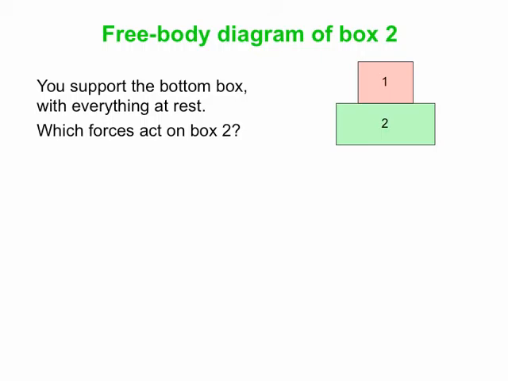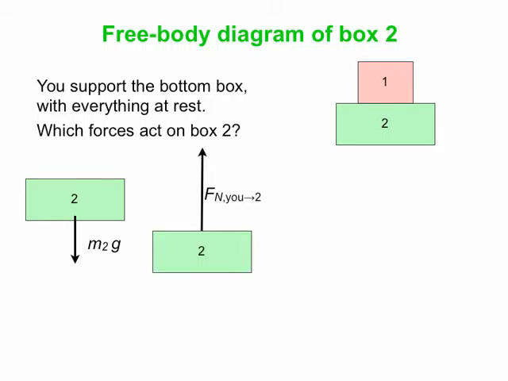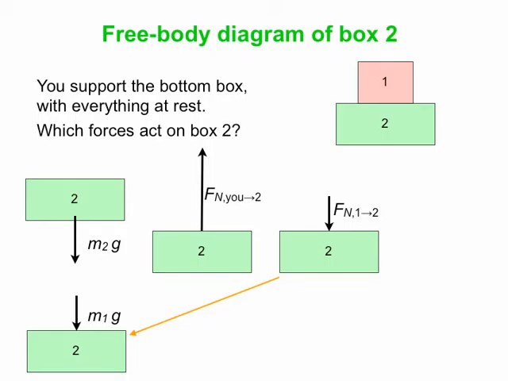Okay, so let's consider now the free body diagram of the second box. Again, we'll start with a gravitational force. That's the force the Earth applies to box number 2. We'll label that M2g. M2 is the mass of box 2. This time there is a normal force applied by you on box 2, because your hands are underneath box number 2 supporting the weight. That's quite a large force. What about a downward normal force applied by 1 on 2? Or should we label that as a downward M1g force?